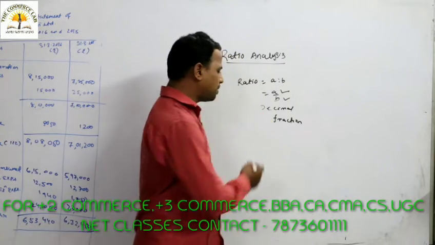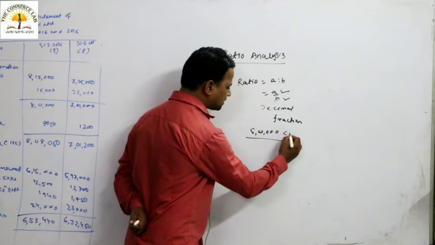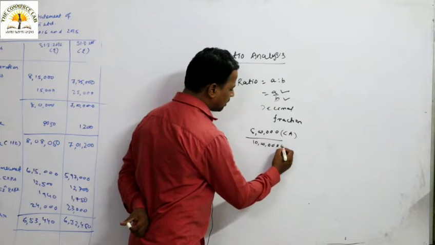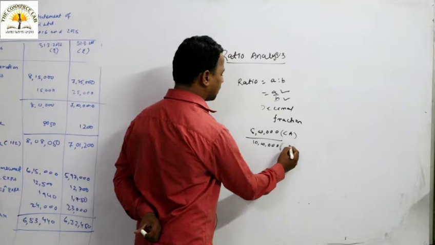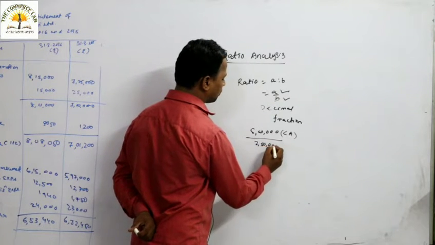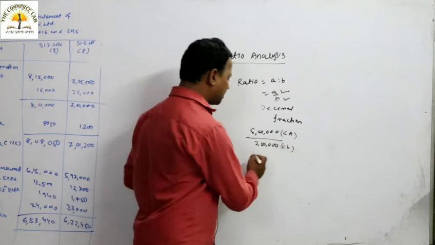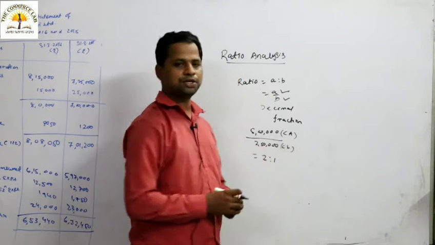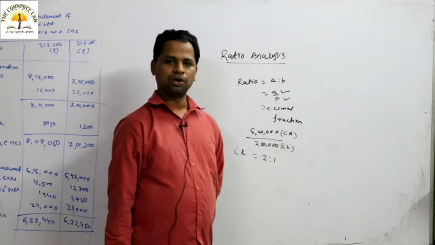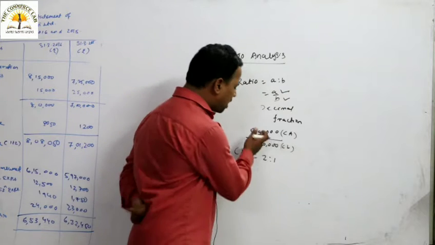Everybody, ratio. Look at everybody, let's take 5 lakh is the current asset, and the current liability is, let's take not 10 lakh, let the current liability be 2 lakh 50,000. So what is the ratio? 5 lakh by 2 lakh 50,000. So what is the ratio? 2:1. And this particular ratio of current asset to current liability is known as what? Current ratio. Everybody, current ratio.